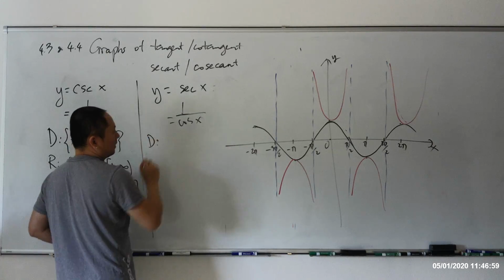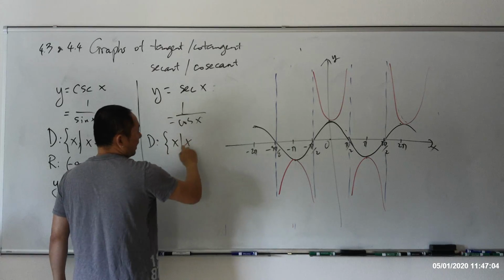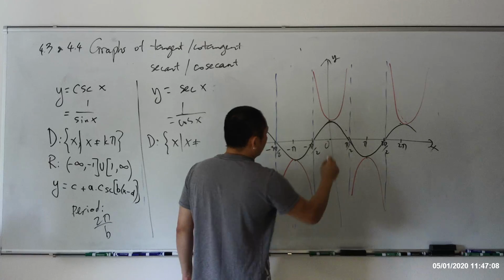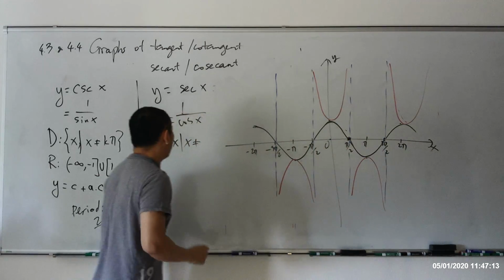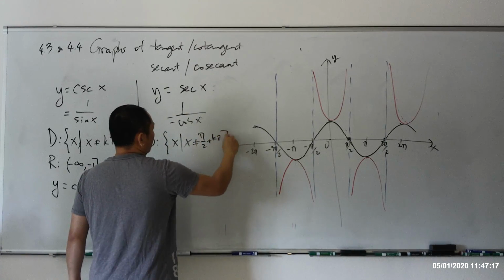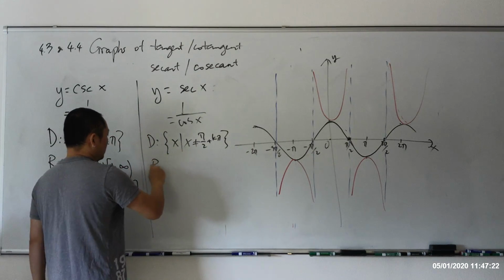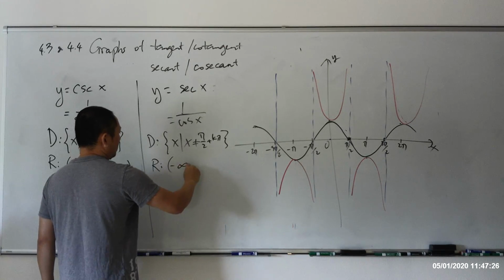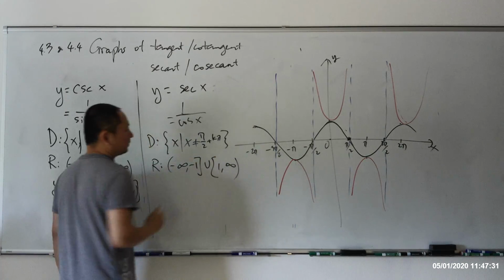Domain again. What? All real numbers x. x cannot be equal to what? Pi over 2, 3 pi over 2, 5 pi over 2, negative pi over 2. So pi over 2 plus k pi. Okay. k is 1, 2, 3, negative, positive. The range, same as the cosecant function, so negative infinity to negative 1, union from 1 to infinity.